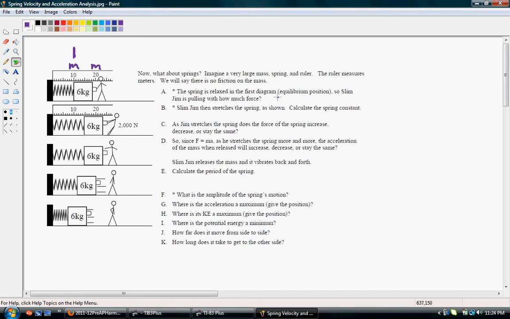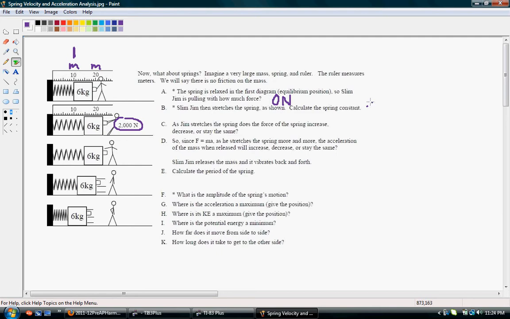So Slim Jim is pulling with how much force now? That would be 0 newtons at that moment. Well, Slim Jim then stretches the spring as shown. Calculate the spring constant. Okay, so he uses 2,000 newtons and he stretches it from 10 meters to 15 meters.